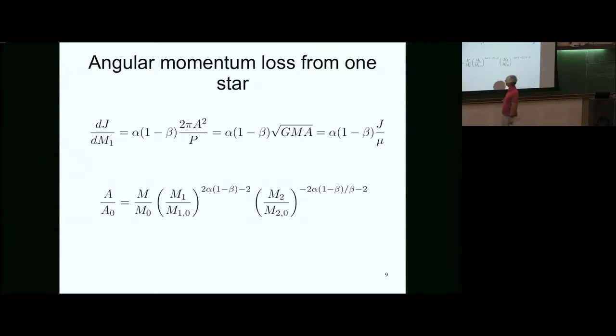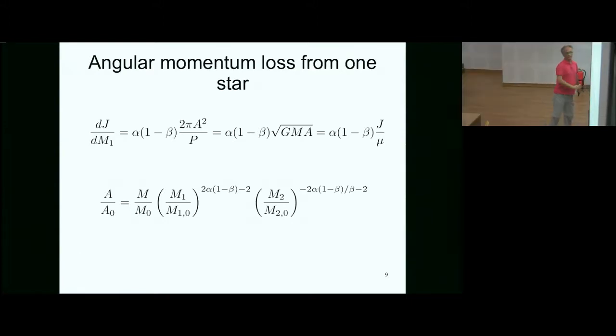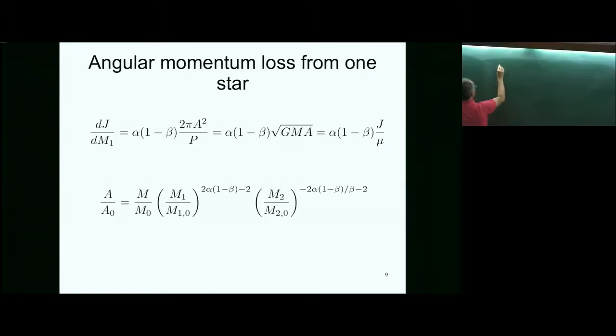So if we have angular momentum loss from a single star, we can assume that the amount of angular momentum that is lost as a function of the donor mass is some parameter alpha, the same as we had yesterday, times 1 minus beta, which is the amount of matter that flows out, times the specific angular momentum in the system, J over mu. And in this case, we'll obtain a slightly different formulation of the evolution of the orbit. So how to obtain this? I'll just go quickly through the equations.